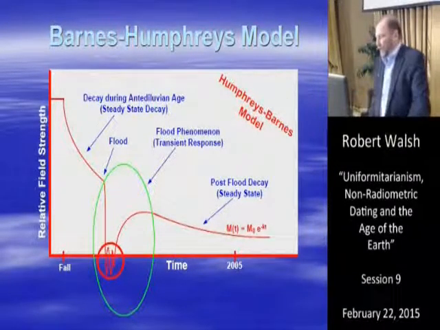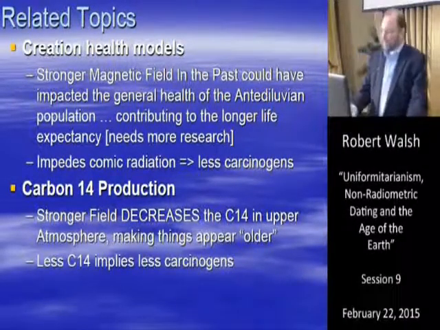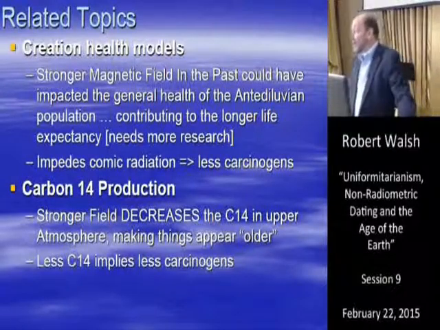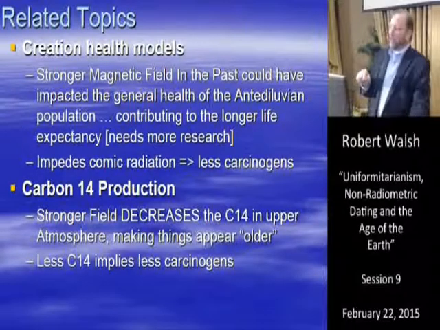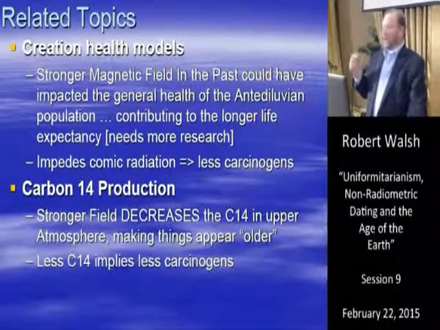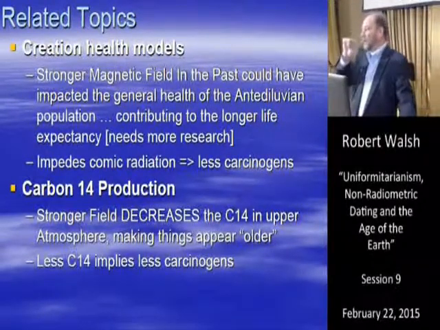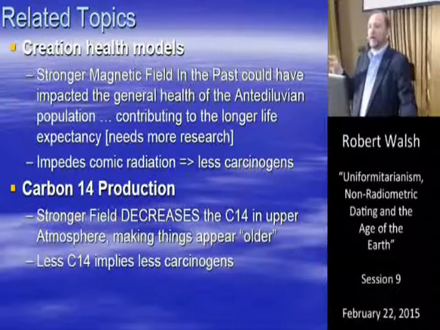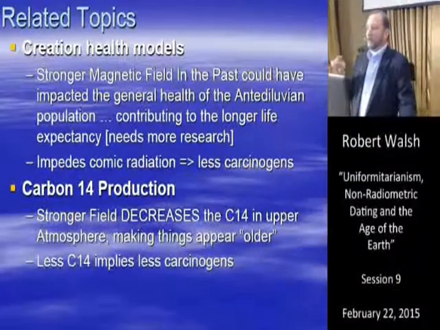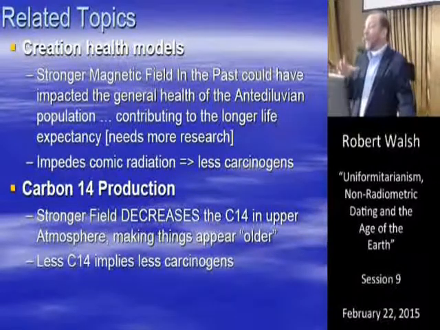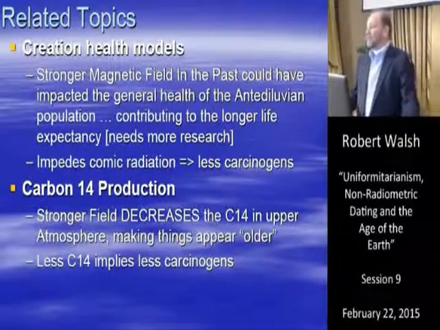All right. There are some related topics to this which some people might be interested in. If the magnetic field of the Earth was stronger in the past, this has implications for us, doesn't it? Well, a stronger magnetic field in the past means that we're not being hit with cosmic radiation much, because the stronger the field, the more energy the cosmic radiation needs to get down to the surface of the Earth. So if the magnetic field is stronger in the past, we would expect to be hit with less radiation, less carcinogens, and therefore possibly a longer lifespan.